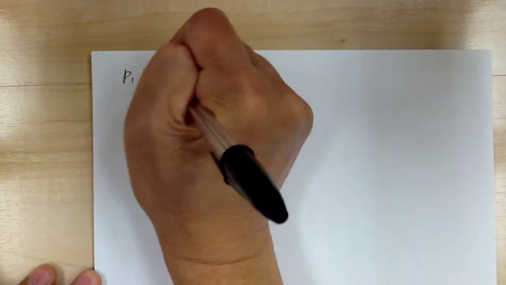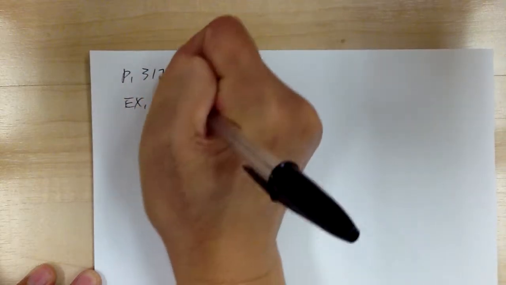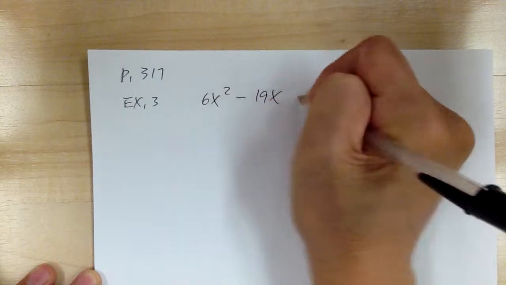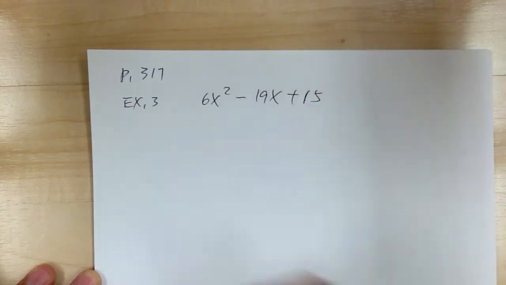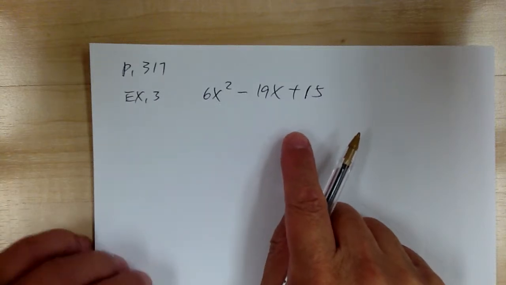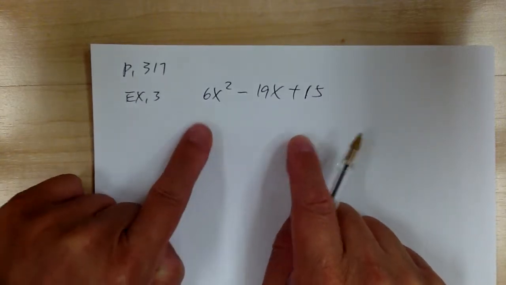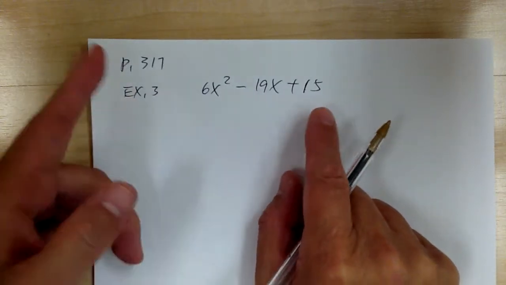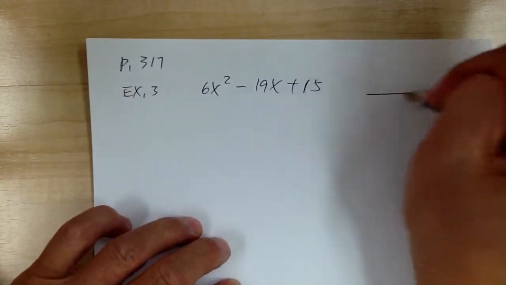Example 3. You have 6x squared minus 19x plus 15. So you can go through the list of the steps. Step 1, common factor, cannot. Step 2, special factor, cannot. These are not perfect squares. Step 3, cube, not a cube. So step 4, master product.